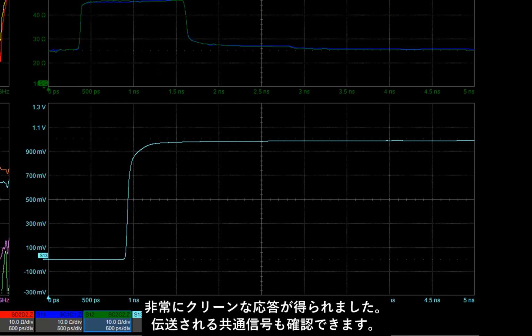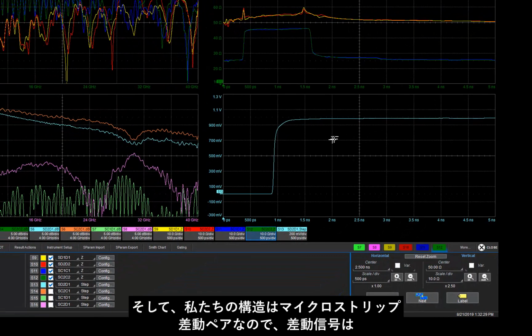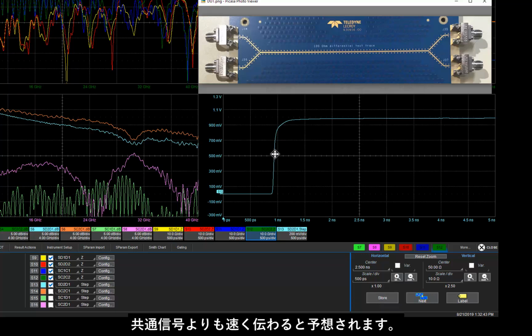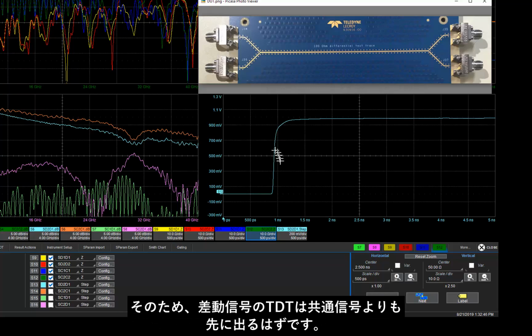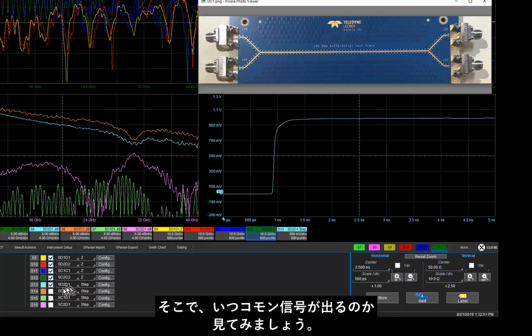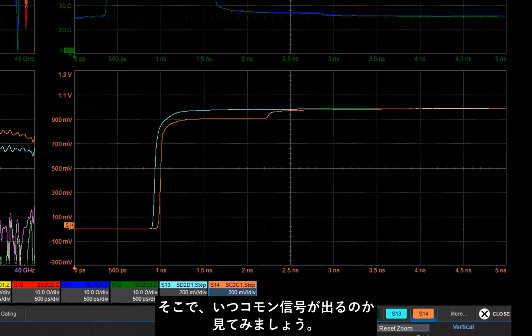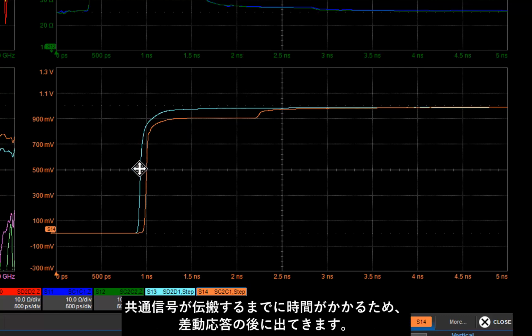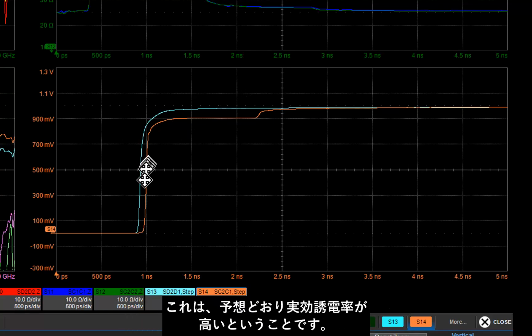Very nice, clean response, a little bit of rise time degradation because of the series resistance and the dielectric loss. We can look at the common signal transmitted through as well, and our structure is a microstrip differential pair. We'd expect the differential signal to travel faster than the common signal, so the TDT of the differential signal should come out ahead of the common signal. So let's take a look at when the common signal comes out. And sure enough, here is the common signal response. It comes out after the differential response because it takes longer for the common signal to propagate through. It sees a higher effective dielectric constant, exactly as we would expect.